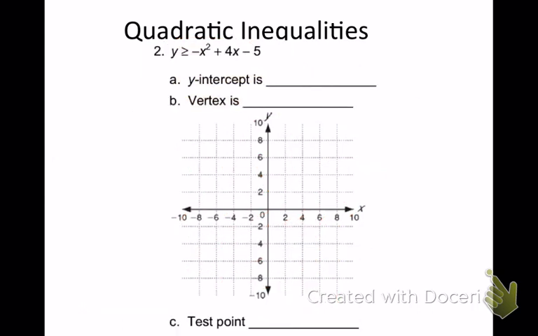Looks like number 2 here. It's y is greater than or equal to negative x squared plus 4x minus 5. First thing I can do is identify the y-intercept. Drew, what's the y-intercept? 0, negative 5, as a coordinate. Great.